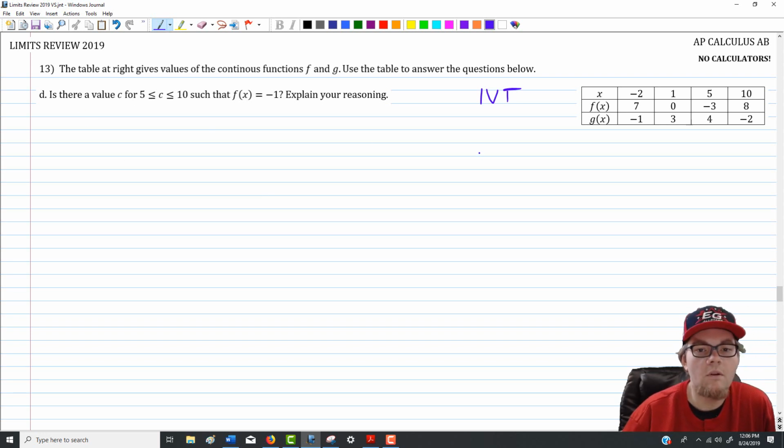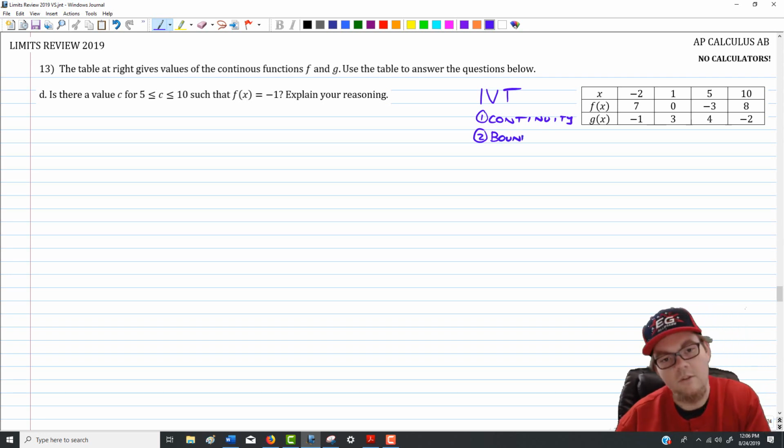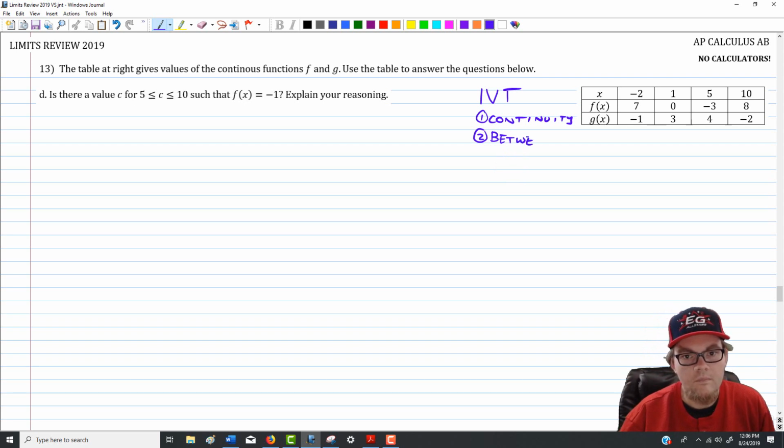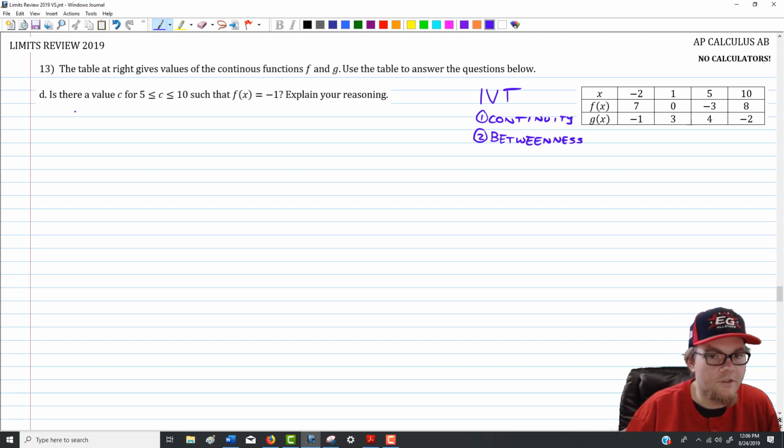Well, there are a couple things that we require to use the IVT. First, we require continuity. The function has to be continuous or we can't apply the IVT. Second, we have to have betweenness, excuse me, boundedness comes later. Betweenness. In other words, we need to make sure that the value we're interested in is in between the two y values, or the two endpoints. So in order to do this, the first thing we can say is we're talking about f of x. So f is continuous.